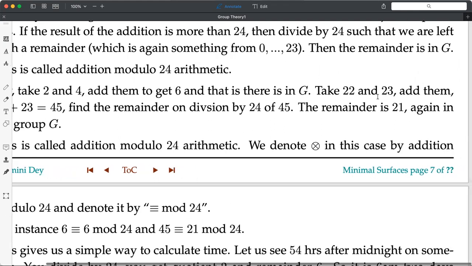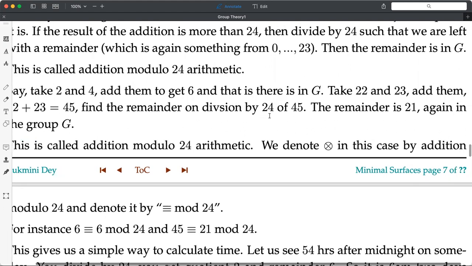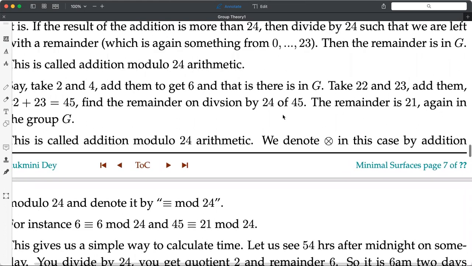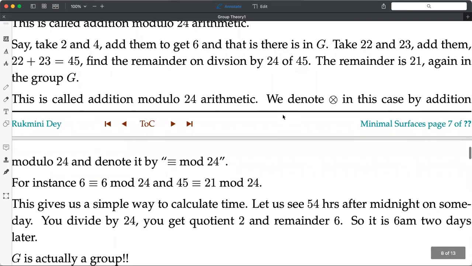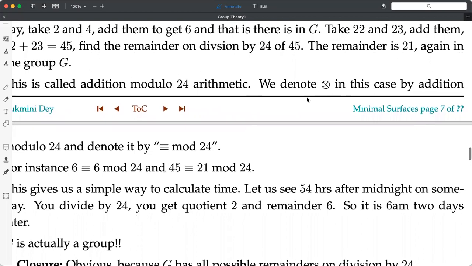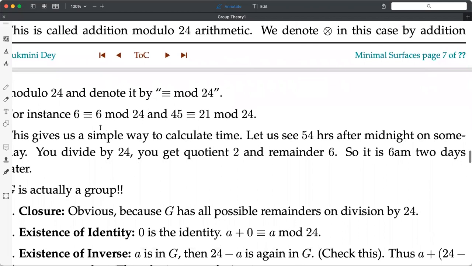Let us take 22 and 23. If you add them, it's 45. If you now divide by 24, the remainder is 21, right? So if you divide 45 by 24, the remainder is 21. So this is called addition modulo 24 arithmetic. Okay. So the circle in this case is denoted by equivalence mod 24. So 6 is equivalent to 6 modulo 24, and 45 is equivalent to 21 modulo 24.